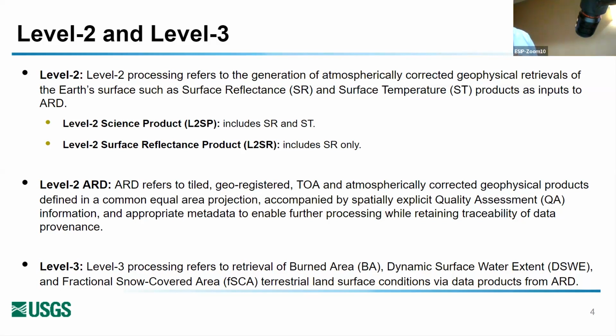At level 3, we probably even vary more from the NASA published standard. We consider the level 3 products more biophysical instead of geophysical data sets. So level 3 is produced from ARD. It's things like burned area, surface water extent, snow covered area, which are a bit more biophysical, a bit more thematic. The end.